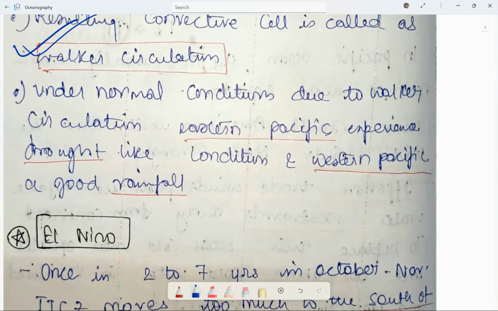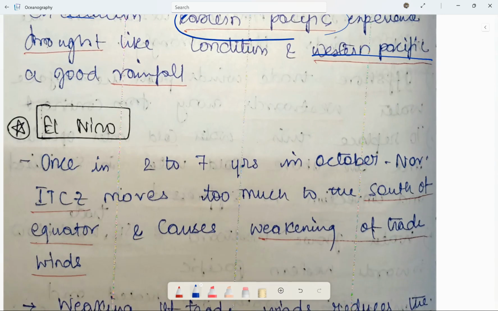नॉर्मल कंडीशंस में, ड्यू टू वॉकर सर्कुलेशन, ईस्टर्न पैसिफिक बहुत ज़्यादा ड्राउट फेस करता है और वेस्टर्न पैसिफिक में बहुत अच्छा रेनफॉल होता है। एल नीनो में पूरा सिनारियो रिवर्स हो रहा है। कैसे?